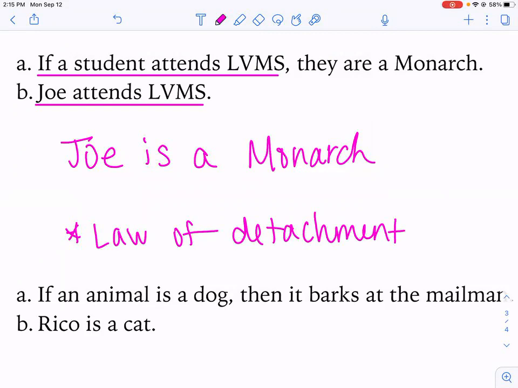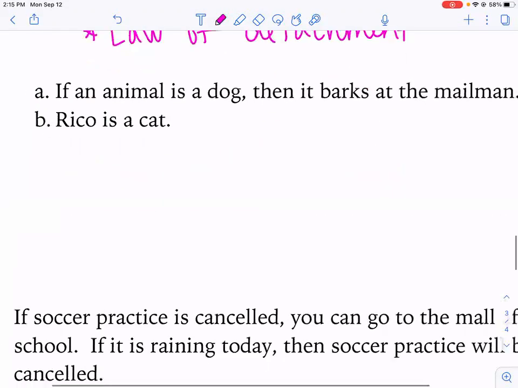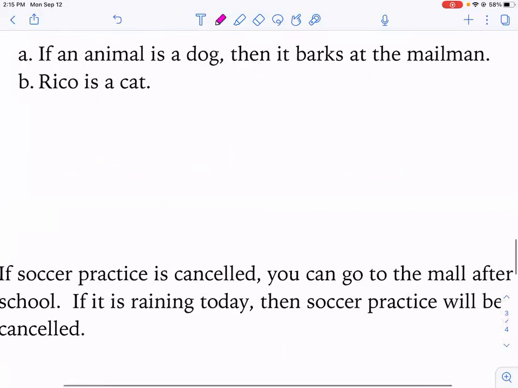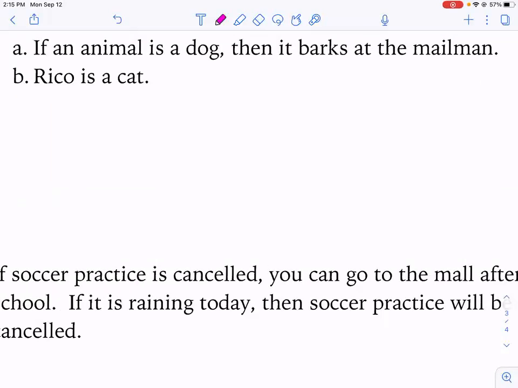Cohen. Wait, I thought it was law of syllogism. But when you miss points on your quiz, you're not going to think so much. Okay, so if you think that this is common sense, I cannot wait to see your homework tomorrow.